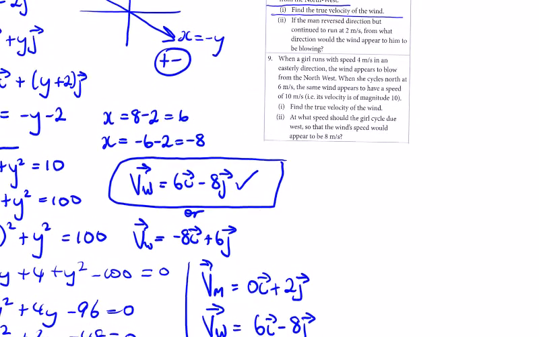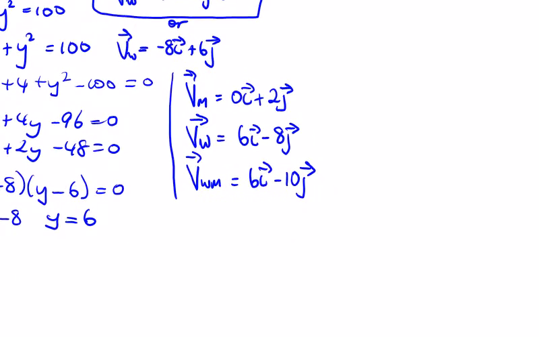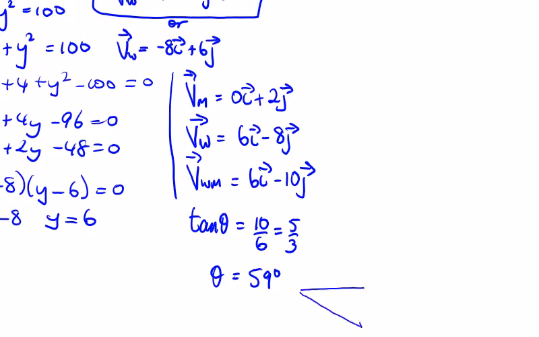And we're asked the direction, aren't we? From what direction would the wind appear to be blowing to the man? Okay, it's blowing in a positive negative direction. And the tan of theta in this case is 10 over 6, which is 5 over 3. And the inverse tan of 5 over 3 gives me, I'll round that off, 59 degrees. And it's going positive negative, so it's going down in this direction here, so it's going 59 degrees south of east, down that way.